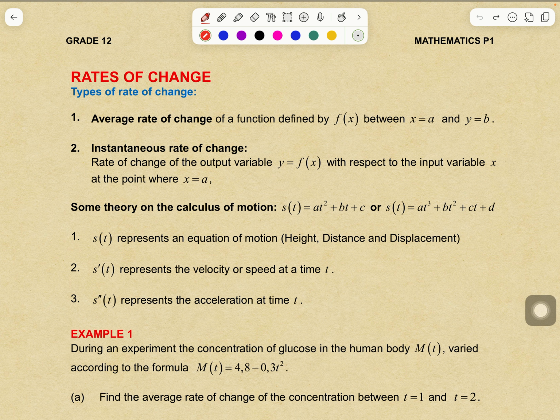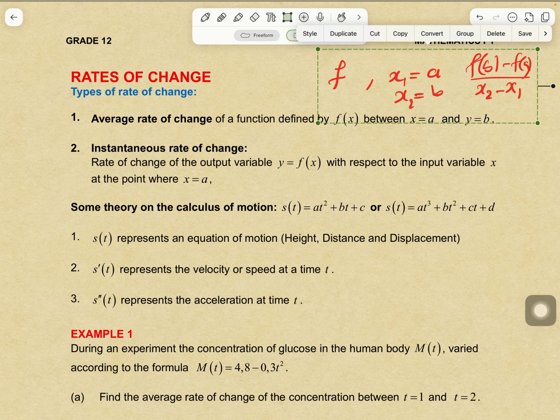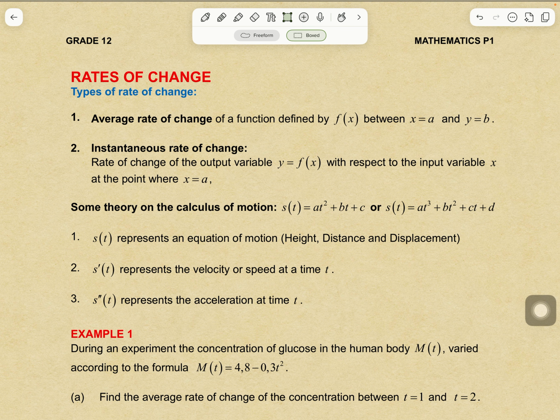So now let's look at the average gradient first. You're going to be given a function, and we say that x is going to be between, maybe, a point a and a point b. You need to find f of b minus f of a, and you divide this. Let's say this was x1, x2. So you're going to have x2 minus x1. That will have been the average gradient. Same thing with calculus, but now we're going to use the average rate of change.